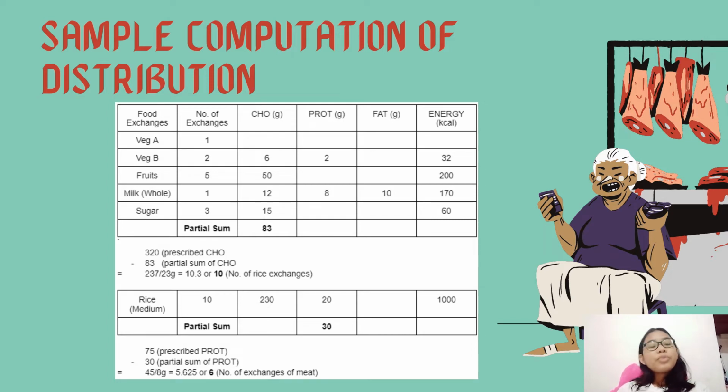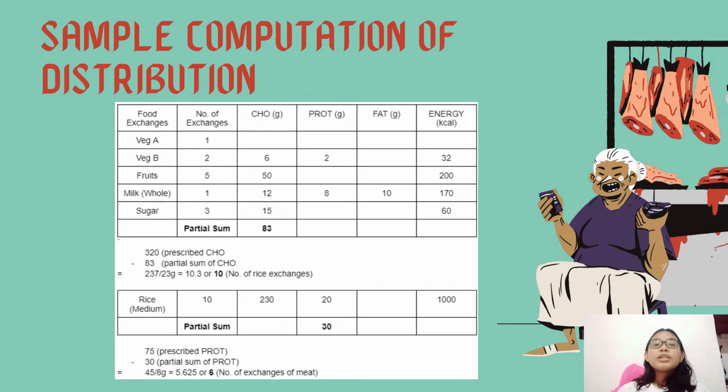With that, 320 grams minus 83 grams is equals to 237 grams, which is then divided by 23 grams, which is a constant value, is equals to 10.3 or 10. That is equivalent to the number of rice exchanges. So for the rice exchanges, we categorize it as medium and has 10 number of exchanges equals to 230 grams of carbohydrates, 20 grams of protein, and 1,000 kilocalories of energy.